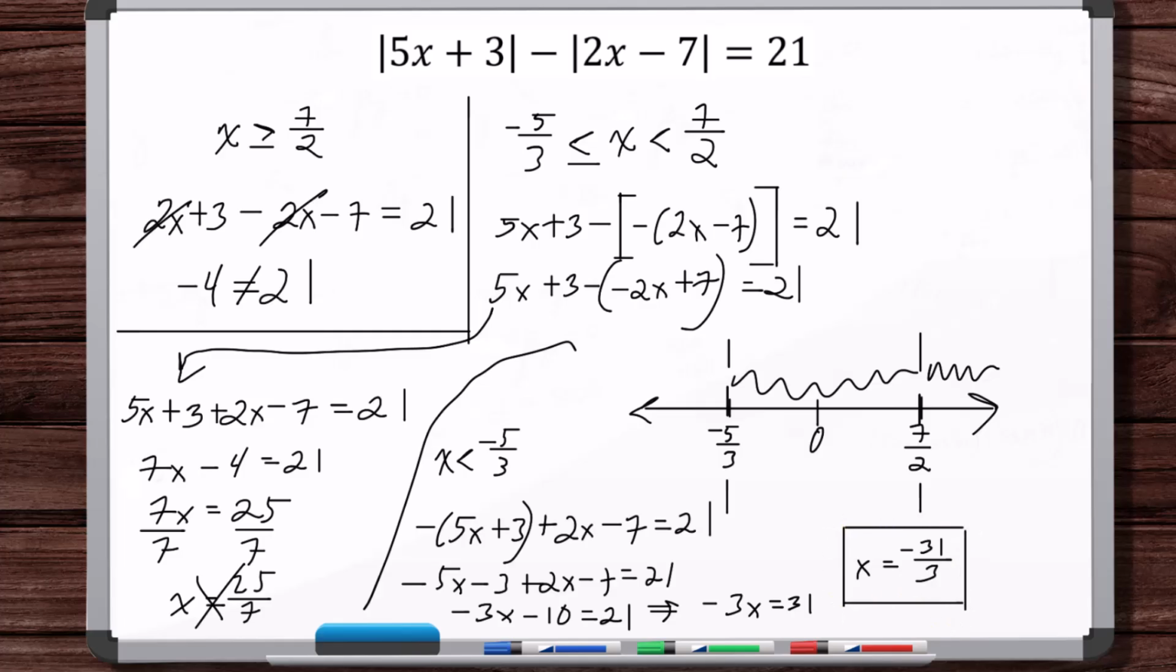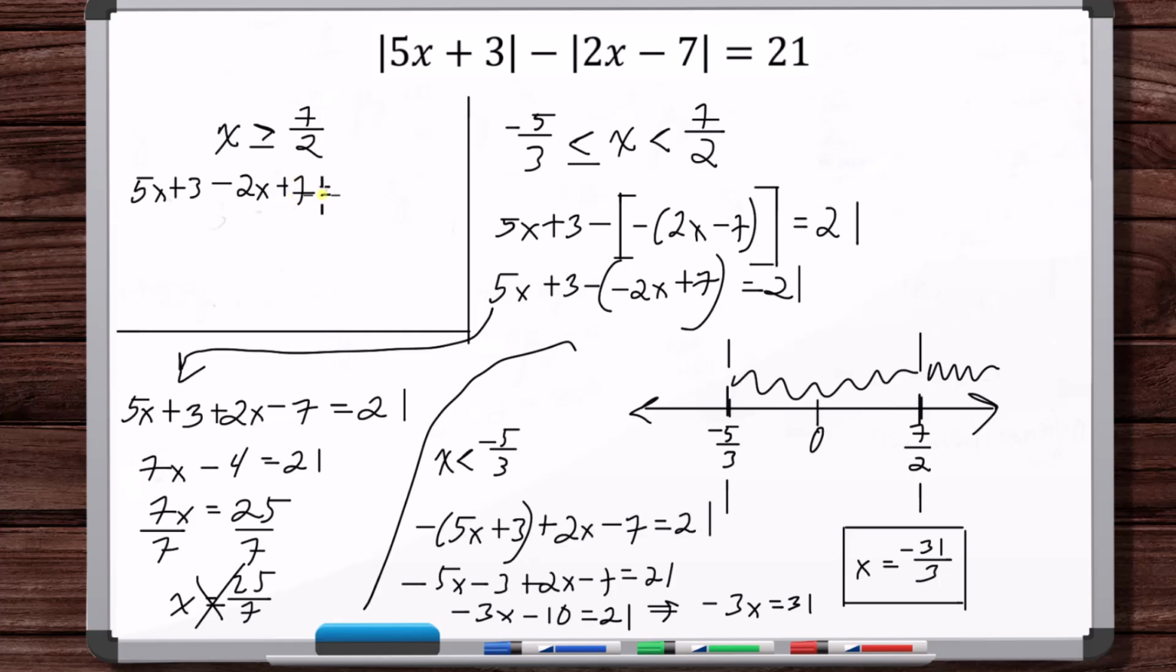And wait, what did I do? Okay, for some reason I put 2x here. I don't know what. Okay. So, no, both are positive. So we've got, I put 2x, this is 5x plus 3. Then minus 2x plus 7 is equal to 21. So 5x minus 2x is 3x. 7 plus 3 is 10. 10 minus 21 is 11. So x is equal to 11/3.